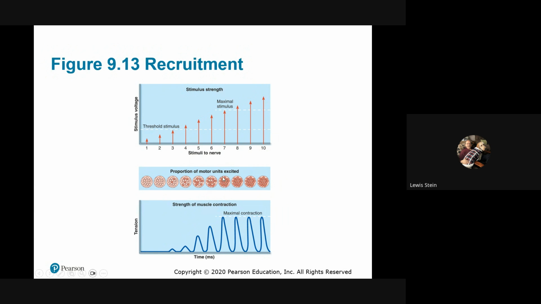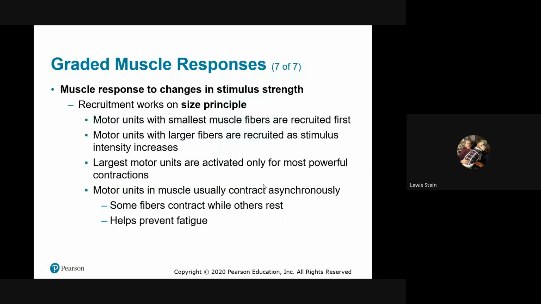Once we get all of them recruited, there are no more. So you can increase the stimulus above maximum. It's not making any difference in the amount of contraction. So there's a physiological limit. So that's not subtle. That's a distinctive difference between nerves and muscle. And let's see it when we get to nerves as well.